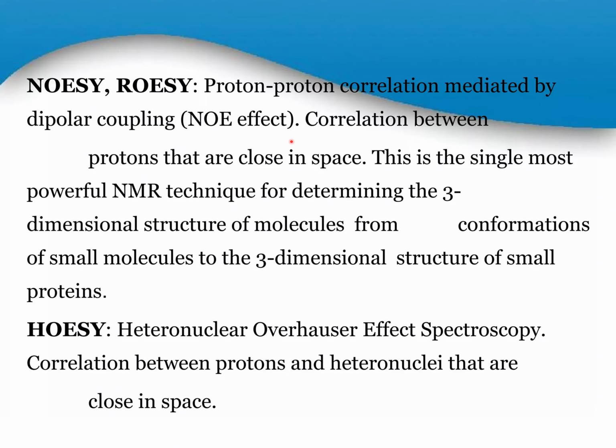In NOESY, the correlation is measured between protons that are close in space. This is the single most powerful NMR technique for determining the three-dimensional structure of molecules, from the conformation of small molecules to the 3D structure of small proteins. So by NOESY you can easily do this. And in HOESY, heteronuclear Overhauser effect spectroscopy, the correlation is between the proton and heteronuclei that are close in space.